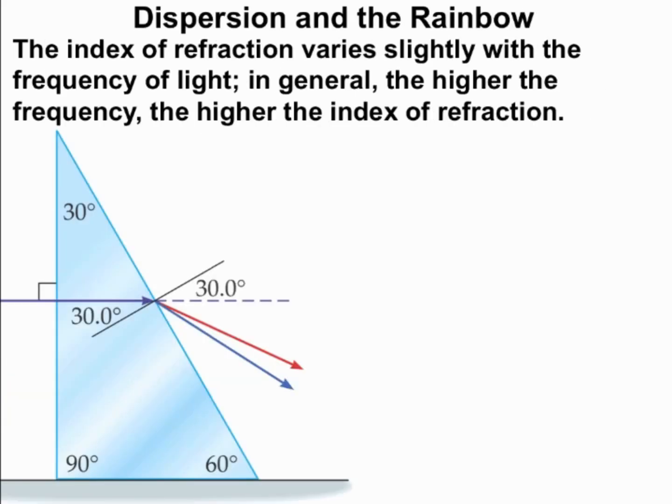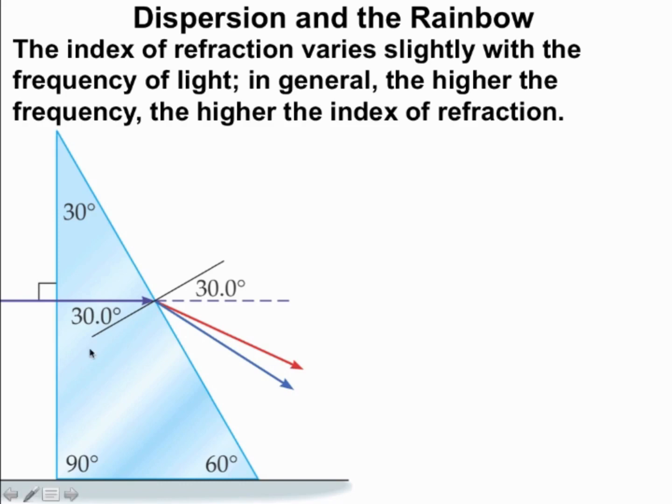Now, refraction, I think, has one of its most beautiful effects in the rainbow. And rainbows are all about refraction. So the index of refraction varies slightly with the frequency of light. So the higher the frequency, the higher the index of refraction. We talked about that already. For simplicity, we're just going to talk about blue and red here. In actuality, we'd have to talk about all the different colors of the rainbow, but we're only talking about blue and red here.